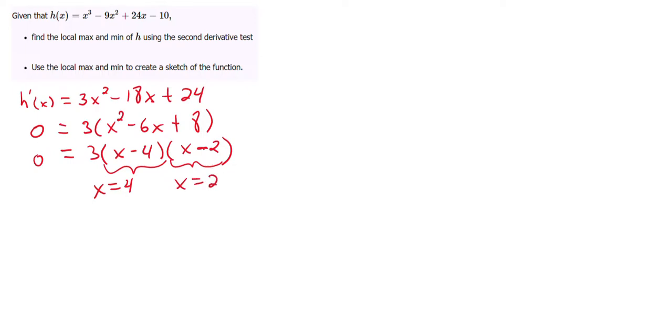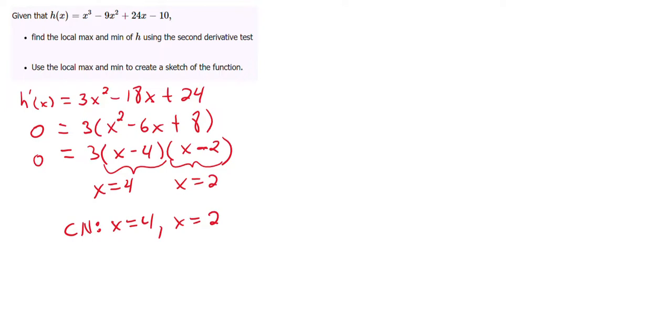All right, so these are the places on my graph that I know that the slope is equal to 0. So these are like the horizontal lines you can picture, right? Let's make sure we label that too. These are our critical numbers. Okay, so critical numbers are at x is equal to 4 and x is equal to 2.